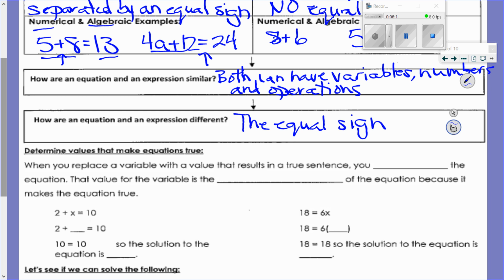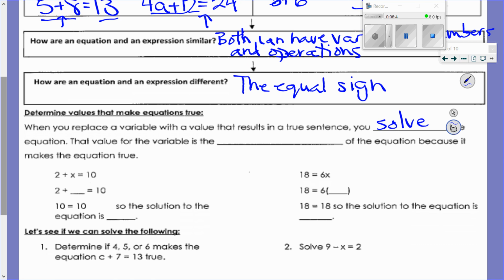So when I replace a variable with a value that results in a true sentence, what do you think we'd call it? I solved the equation. Too bad, Gabe. I thought you had the right answer. That value for the variable is called the solution of the equation. Why? Because it makes it true.